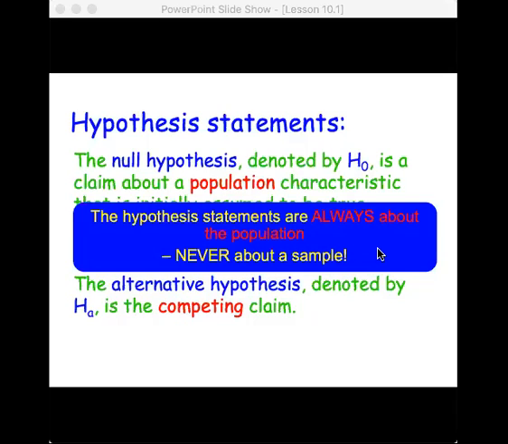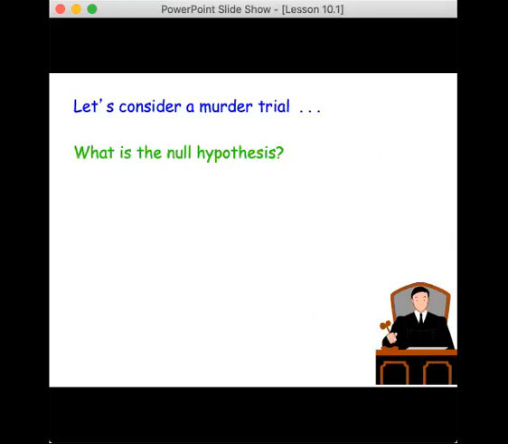All right, so just remember that when we start constructing these hypotheses, it's always about the population. Now, let's get into the mindset of how these hypotheses work and how we decide between one or the other. So we're going to do kind of a fun example here.